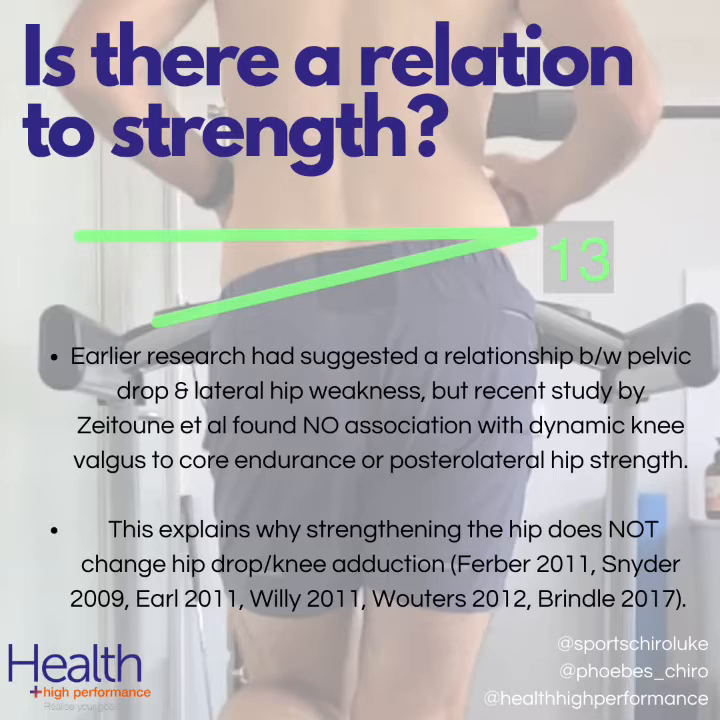So is there a relationship between hip strength and pelvic drop? Earlier research had initially suggested a relationship between the two, but a recent study by Zatoni et al. found no association with dynamic knee valgus to core endurance or posterior lateral hip strength. This would also explain why strengthening the hip does not change hip drop or knee adduction, which has been found in a number of studies.